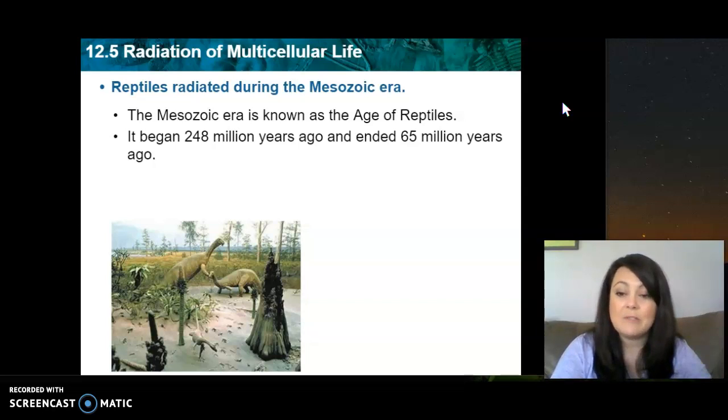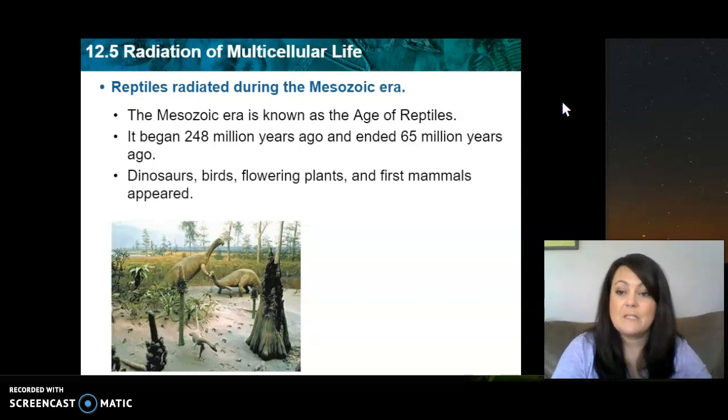There were a few mammals at this time, but the environment didn't suit their needs. The dinosaurs, however, those reptiles, they were thriving. Dinosaurs, birds, flowering plants, and first mammals appeared during this time period.